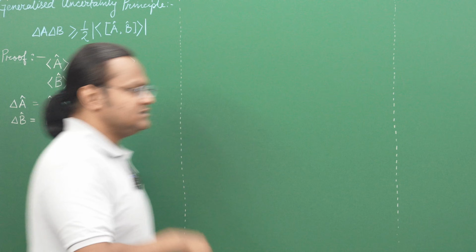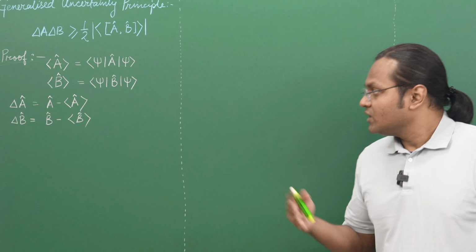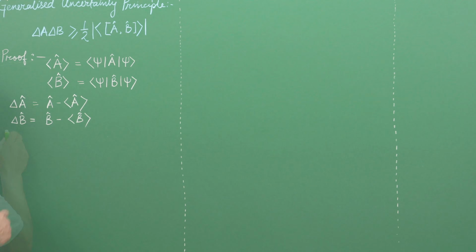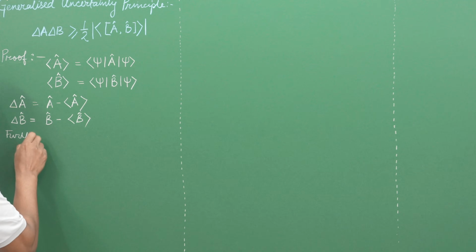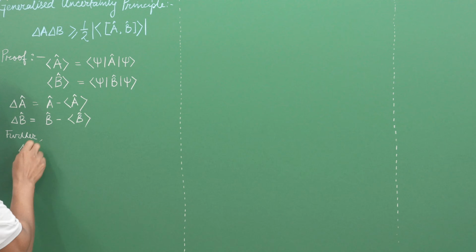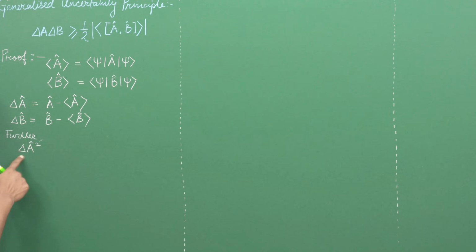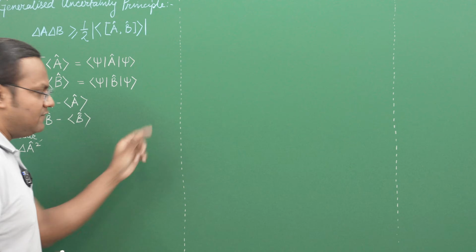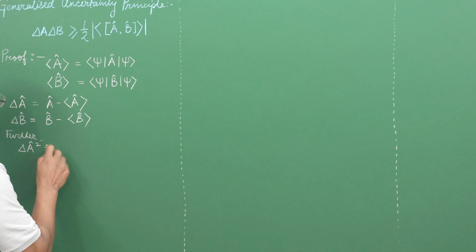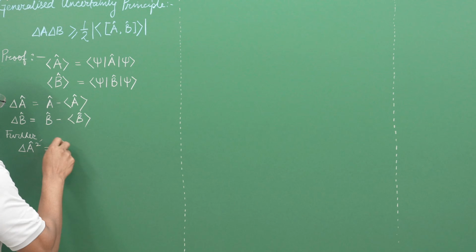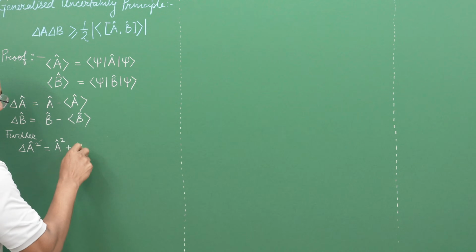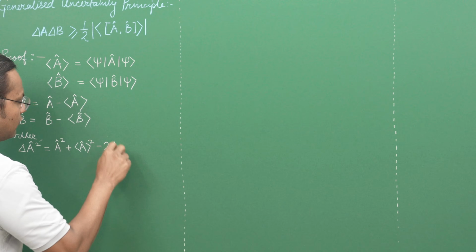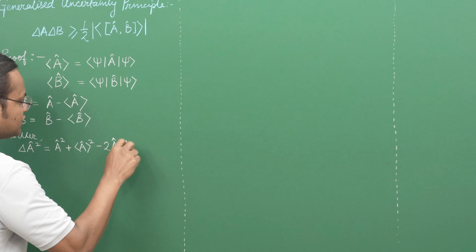I've defined the uncertainties, but we can further simplify this particular expression by doing something like this, where we can take the square of, let's suppose, A hat. So if I take the square of A hat, essentially I'll be multiplying this expression with the same expression itself. So you can think of this as A hat square plus the expectation value of A hat squared minus twice A hat and the expectation value of A.